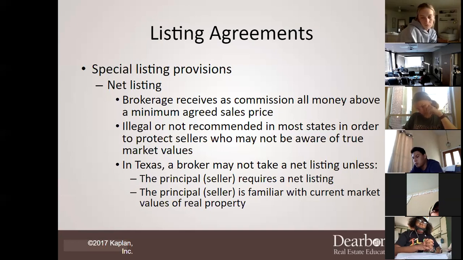It's not illegal to have one in Texas, but the only way to get it is like it says here, if the seller requires it. So you can't talk them into it. They have to require it. And they also have to have an understanding of the current market values of the property. That way, again, they know their house is worth $315,000 or around that, so they'll set it at $315,000. You can't go in there and talk them into your house is only worth $250,000, because if they know the market value, they know that's not right.